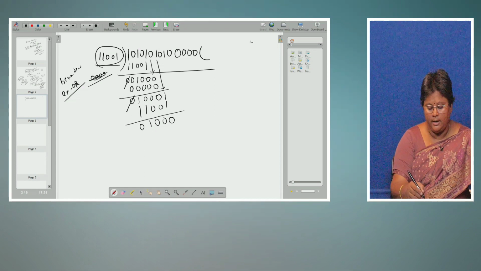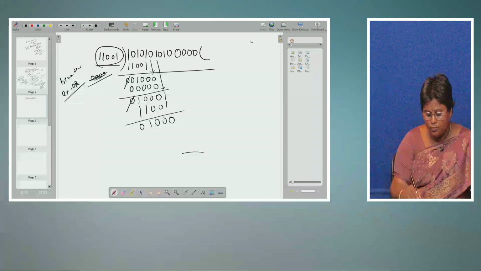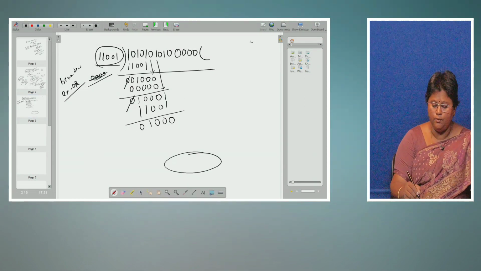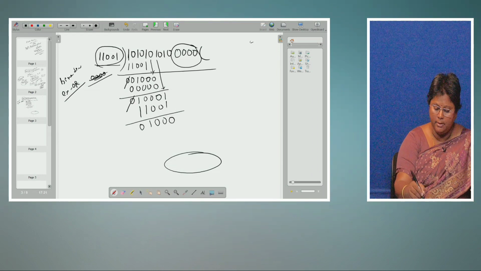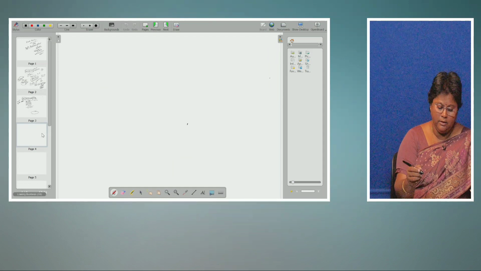Like that you have to perform the whole division, and at the end, whatever remainder you get, its last 4 bits are to be placed in place of these 4 zeros. Now let us see the division over here.